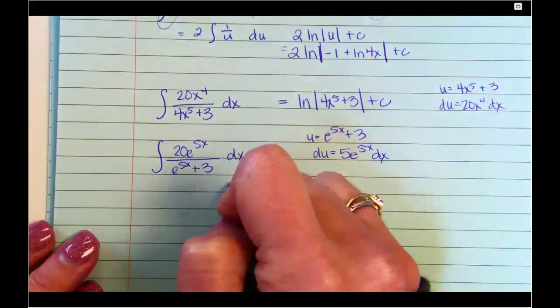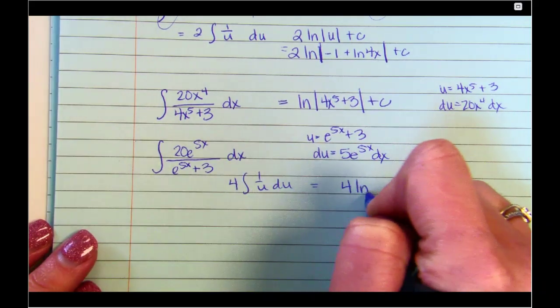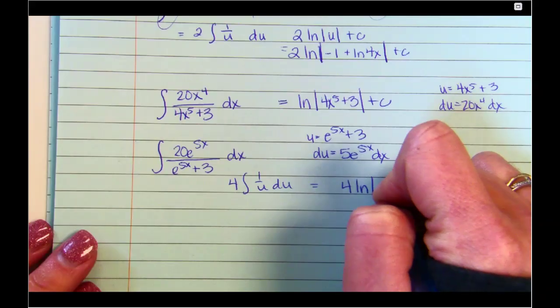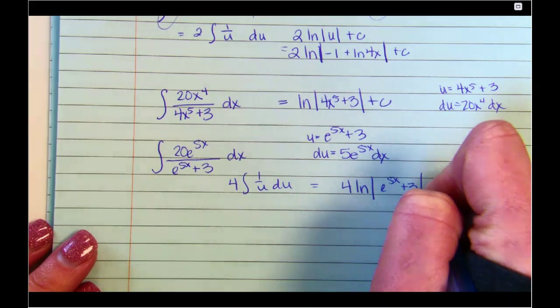But this is 4 times 1 over u du. So you end up with 4 natural log absolute value e to the 5x plus 3 plus c.